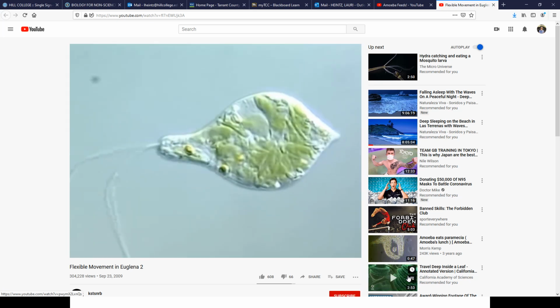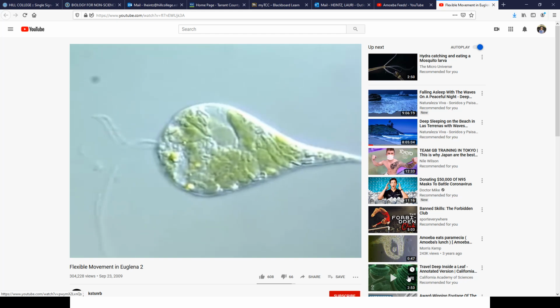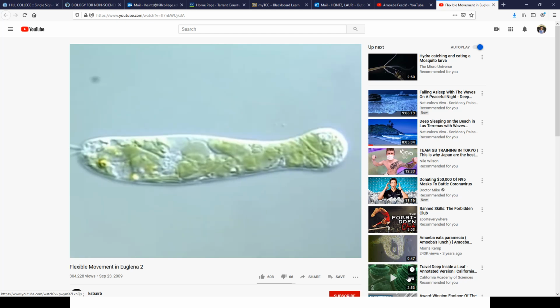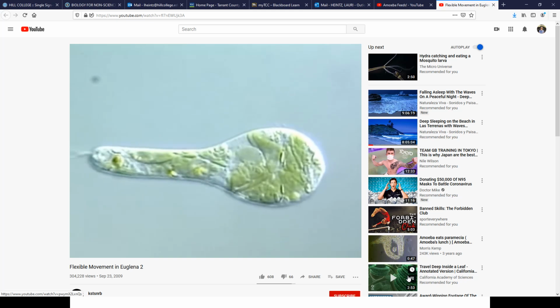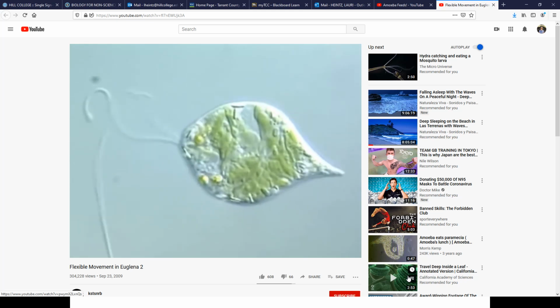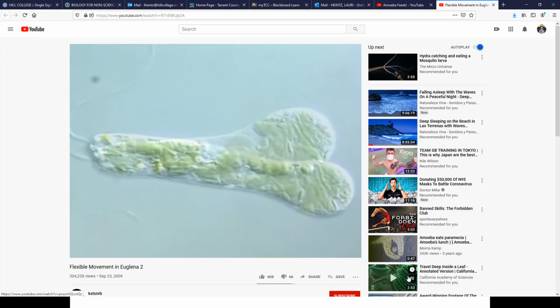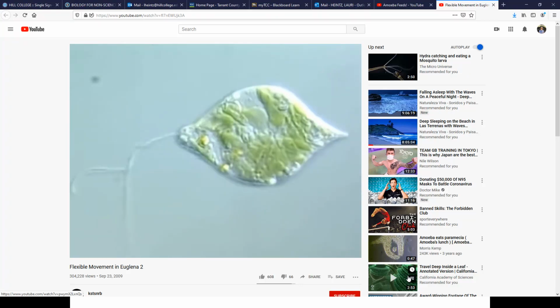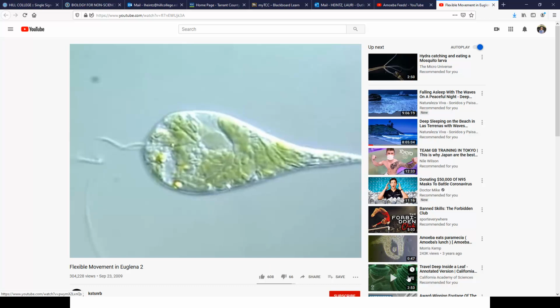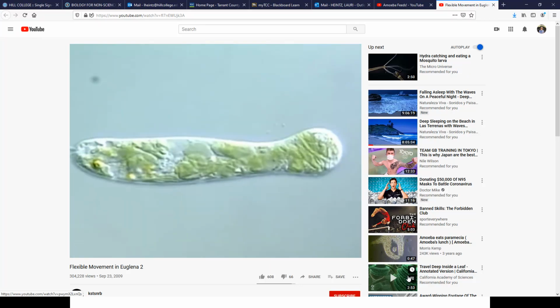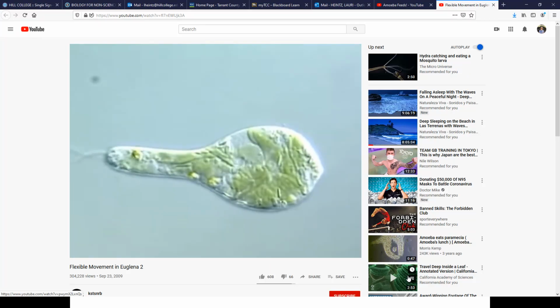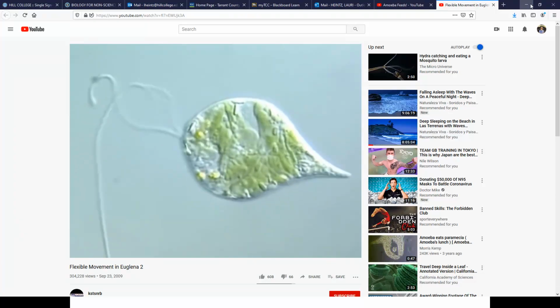So here's, I think it's the same video that I showed you guys in lecture. So you can see the flagella whipping so that it can swim around, and it's also doing that flexible or contractile movement as well. This is the one that I told you can be used for water quality. If it's good, clean water, they'll have their chloroplasts in there, and they'll be photosynthetic, but if the water starts to get too dirty, they won't have that anymore.